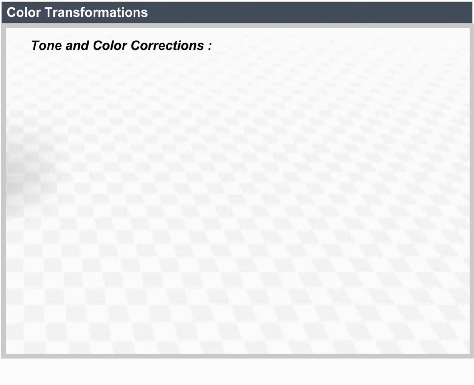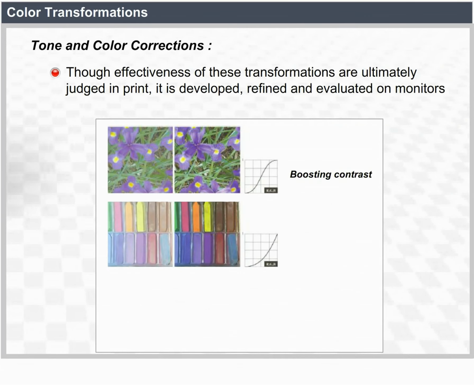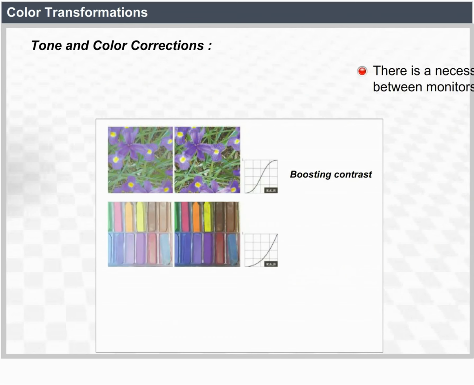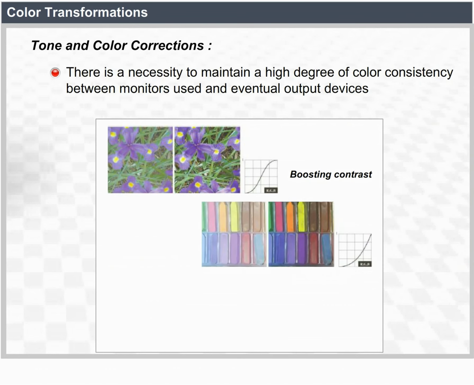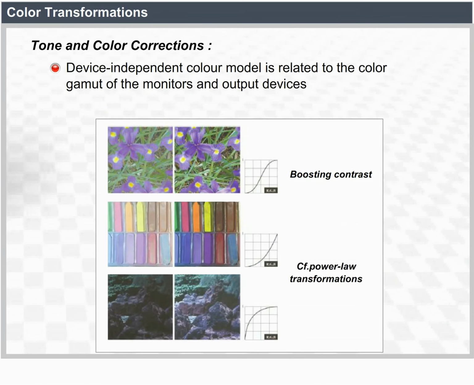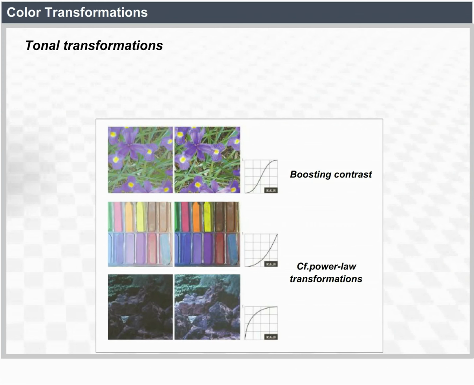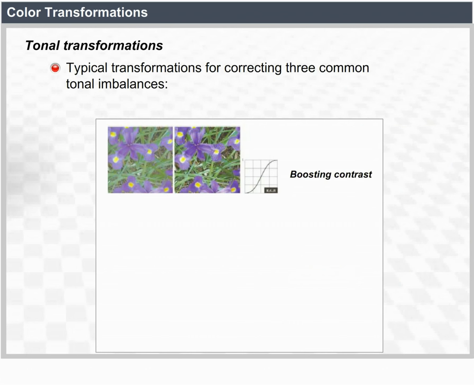Tone and color corrections. The effectiveness of these transformations is judged ultimately in print, but they are developed, refined and evaluated on monitors. We need to maintain a high degree of color consistency between the monitors used and the eventual output devices, using a device-independent color model relating the color gamuts of the monitors and output devices. Tonal transformations: typical transformations for correcting three common tonal imbalances are shown on the screen.